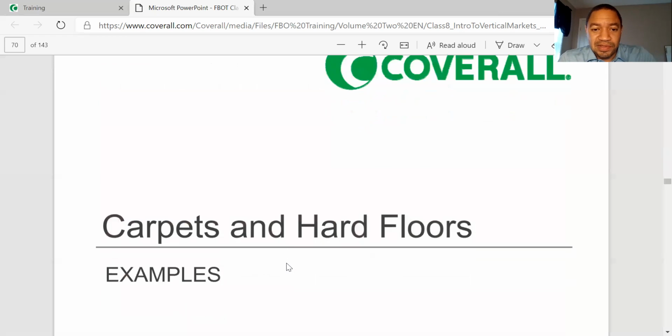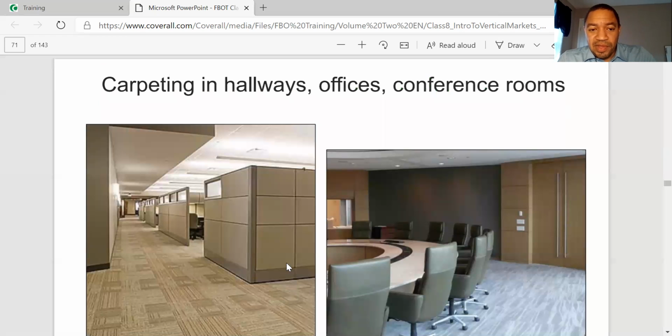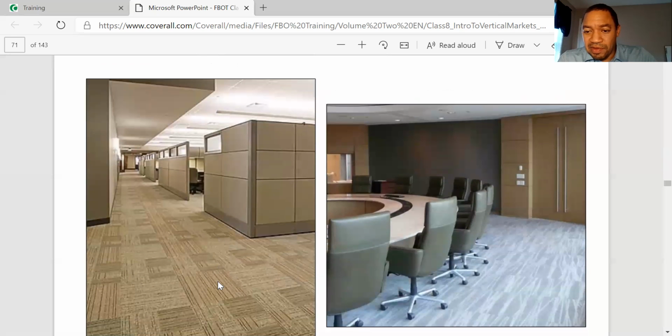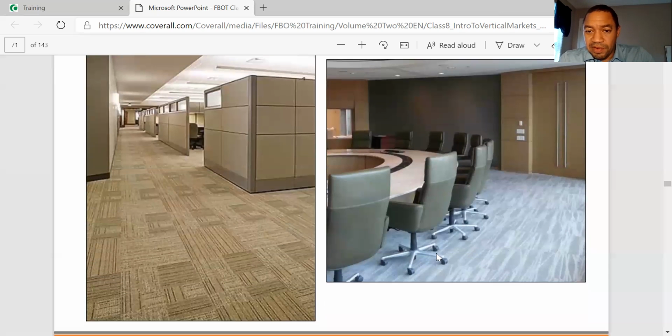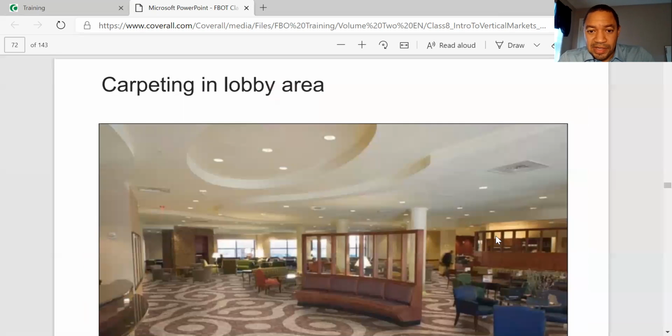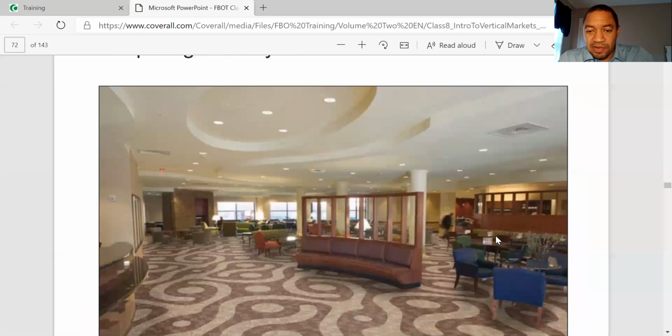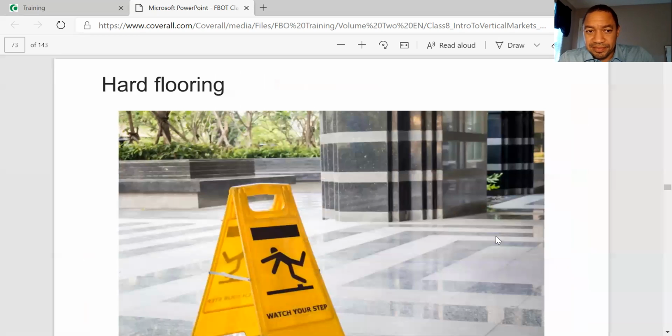Carpet and hard floors, right? This is typical residential carpet. It's a low, no pad, no cushion type under it, but you can see that they typically have this type of pattern right here. Very easy to vacuum because it's not a lot of nap, or it doesn't have a lot of length to it. But here's a couple of different examples of what it looks like. And here's the same thing in a lobby area right here.